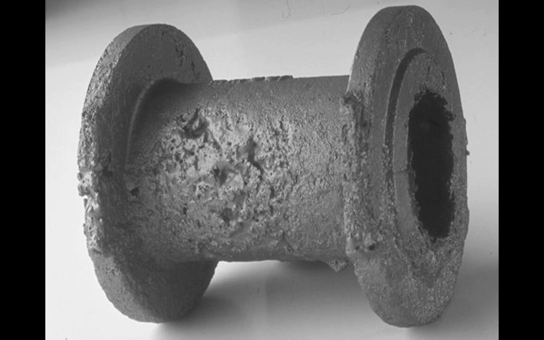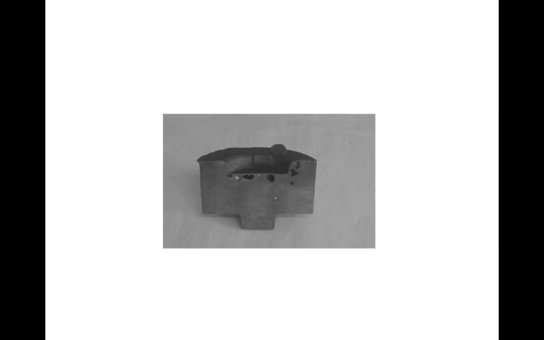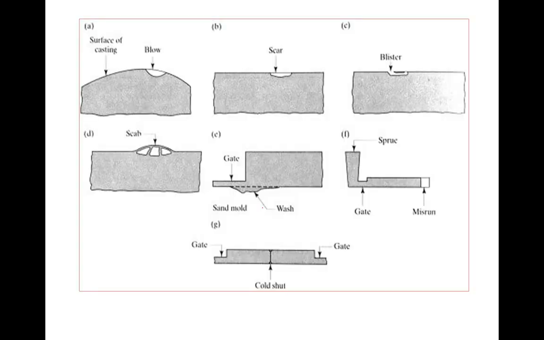This is the shrinkage. Metal is shrunk in this case. This is also shrinkage. So this is the cast product having casting defects. These are also blow holes. These are the porosity. So these are the cast products and the casting defects in them.